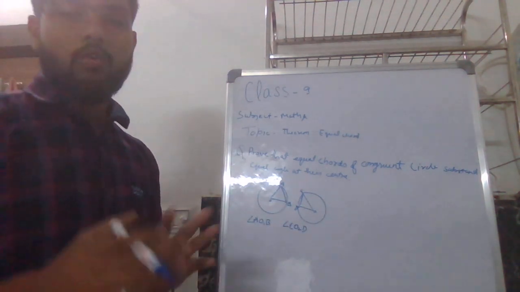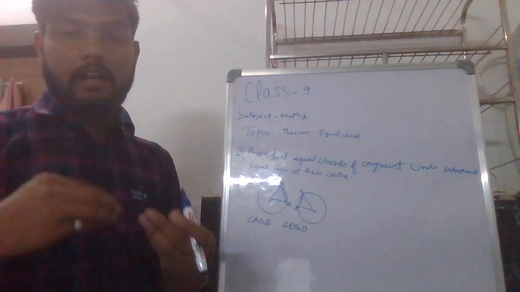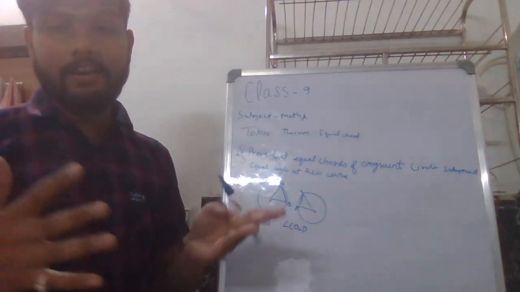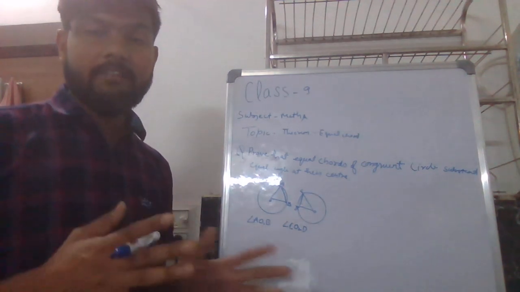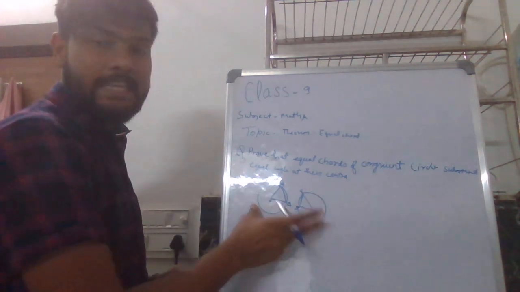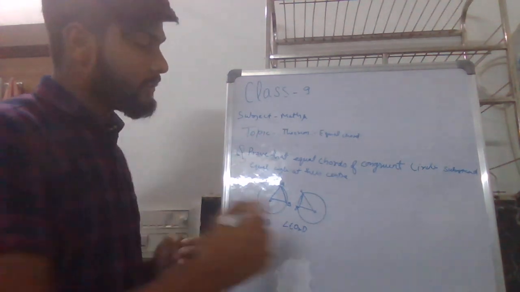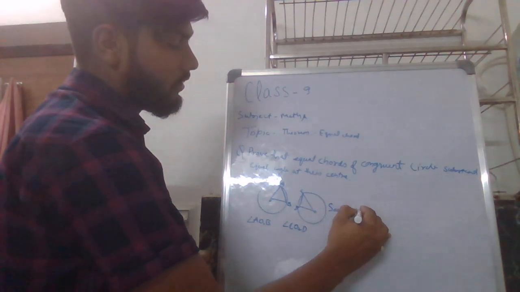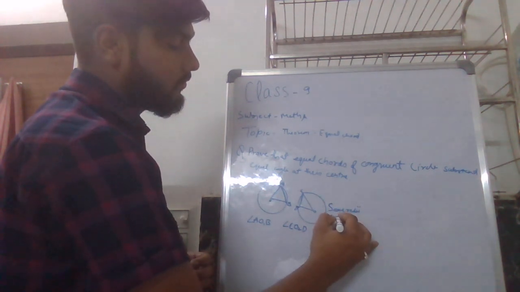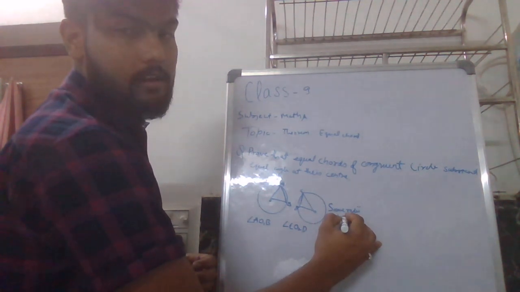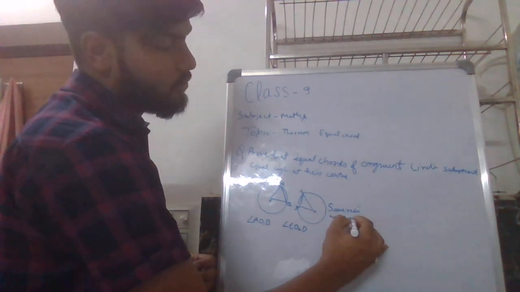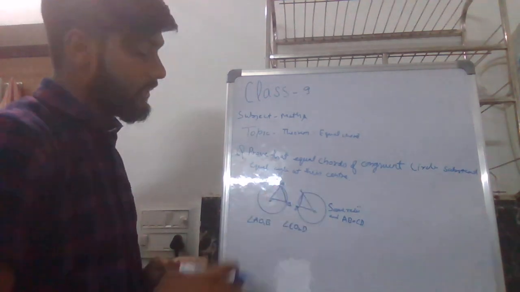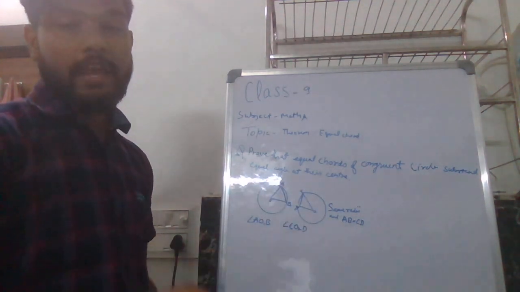Okay, so now we can take first the given. So here what is given: two circles of the same radii and AB is equal to CD. Like same radii, and AB is equal to CD, as we can see. Okay, both lines are equal.